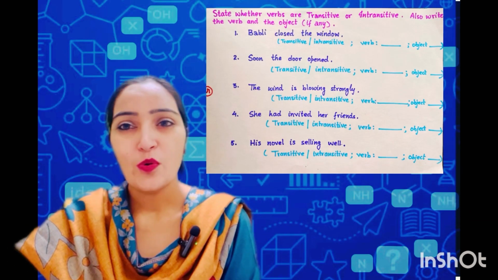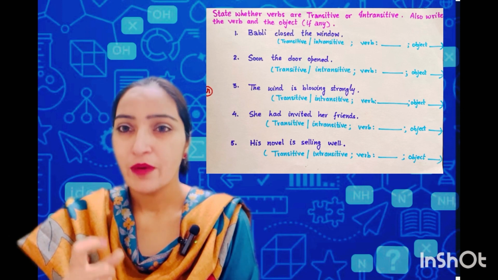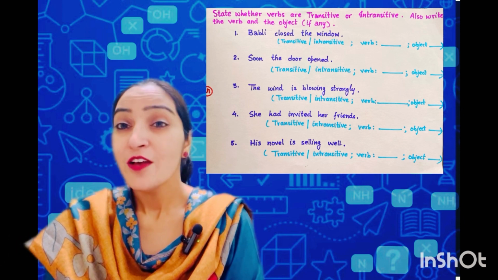So now we are going to do a simple exercise to see whether you have understood this concept or not. Okay, so I'm going to speak out few sentences and you have to tell me which is the verb and what kind of verb it is, whether it is transitive or intransitive, and you have to identify the object and you have to tell me whether it is a direct object or an indirect object, right? So the first sentence is Bubbly closed the window. Bubbly closed the window. Which is the verb?